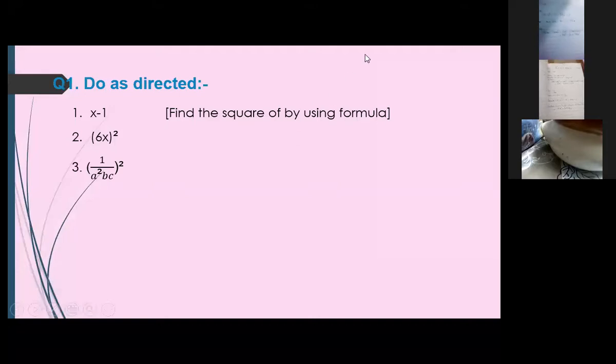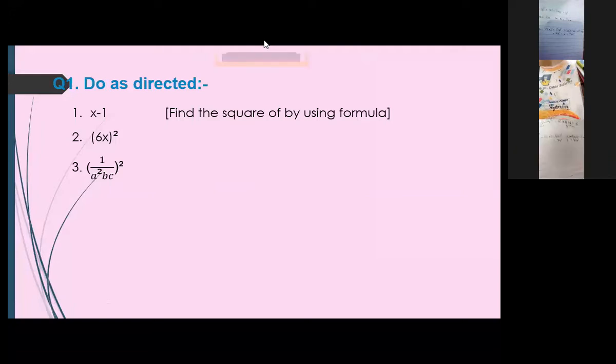You can ask me the question in the chat box, and here you can see the 3 questions on your screen. Yes, Subhana, x minus 1 whole square. Ahmad, you can solve this question quickly in any rough notebook and share your answer with me. Abdur Rahman, Ali Jafri, Anamta. Bete, what will be the answer of x minus 1 whole square? We have to find the square by using the formula. What will be the answer? Please raise your hand to share your answer.